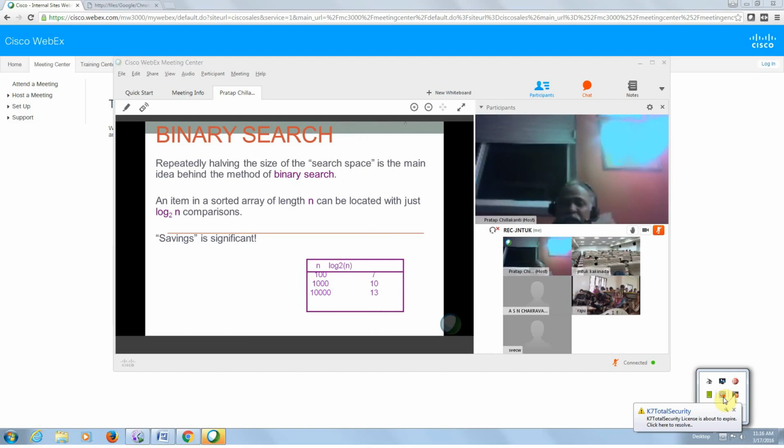You can see the difference between n and log 2 n. We covered that in a lot of detail.